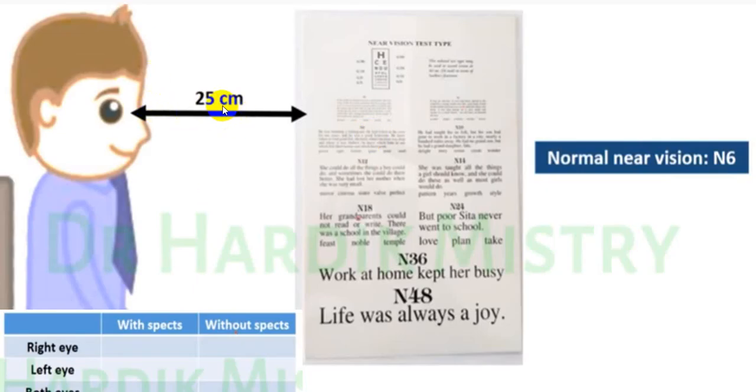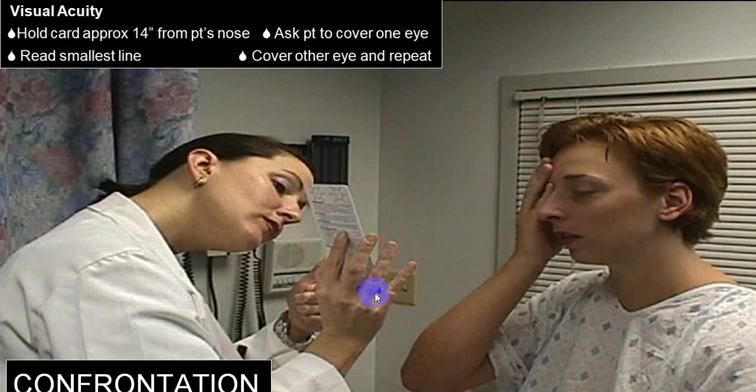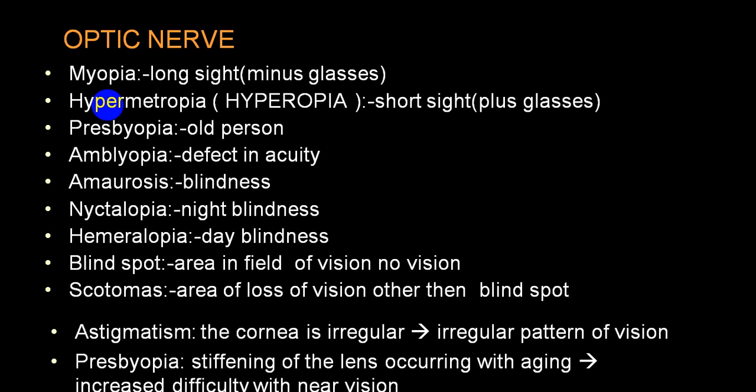So if he can read at 25 centimeters, that is called N 6. N 6, so that is considered to be the best. And you will have to examine the right eye, left eye, and then both eyes open together. Instead of this, you can use a confrontation method by finger counting. You have to hold the card close to 14 inches and ask the person to cover one eye and read the letters. And depending upon which size letter he is able to read, you label that.